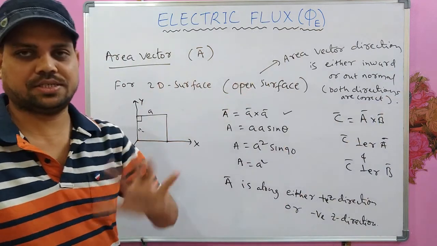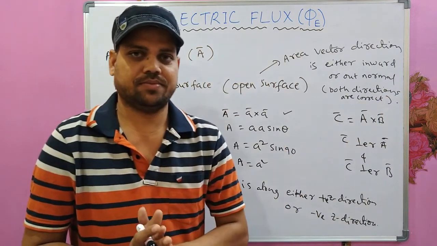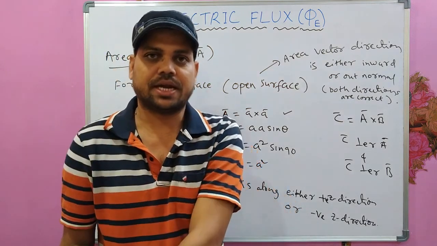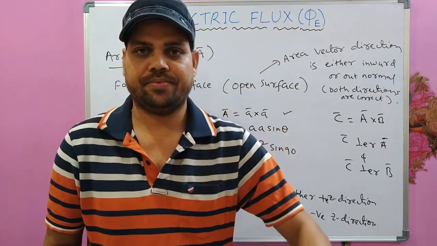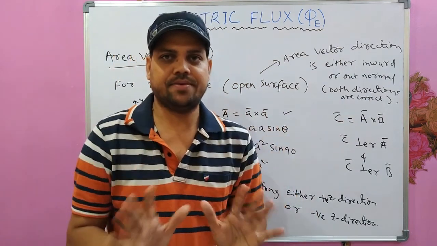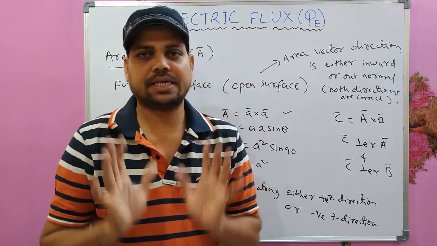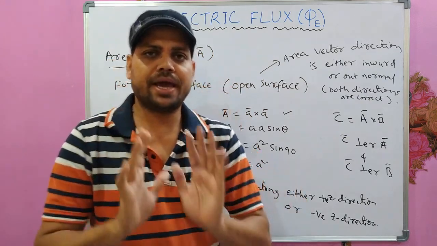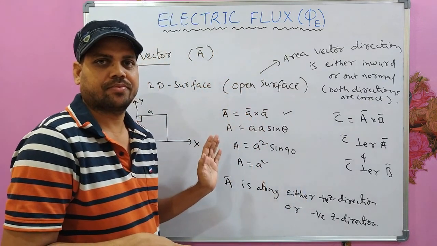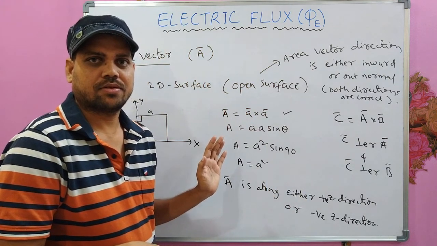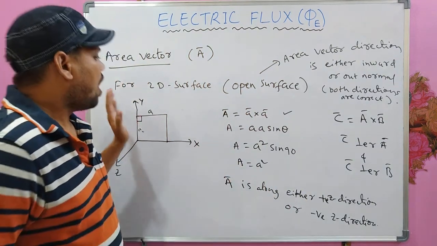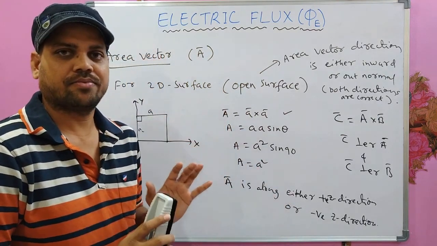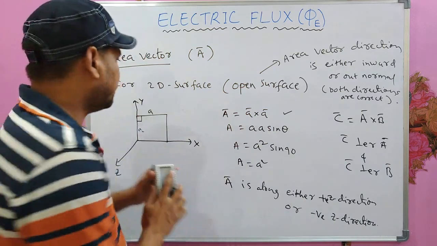In case of 2D surface, in case of open surface, just like I have shown you some examples of square, circle and rectangle. But remember, area is a vector which has a direction, and direction of the area is always perpendicular to the plane of that surface. Okay, now we will see how this area vector direction is considered for 3D surface or closed surface.